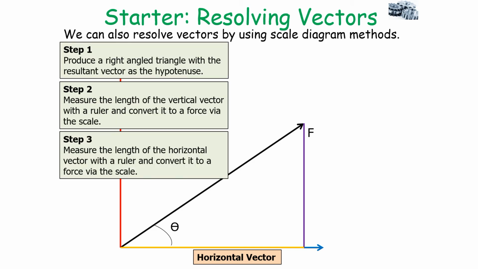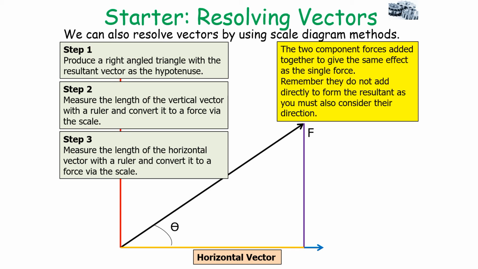So what do we do? We produce a right angled triangle with the resultant vector as the hypotenuse. We measure the length of the vertical vector and then convert it via a scale. Then we measure the length of the horizontal vector with the ruler and convert it via a scale. Now again, remember, the two component forces added together give the same effect as the overall singular vector. Now remember, they don't add directly to form the resultant because you've also got to consider their direction.